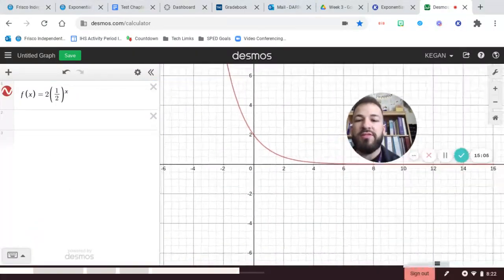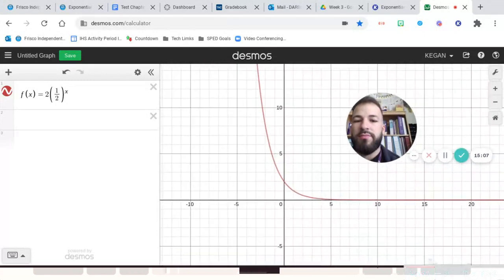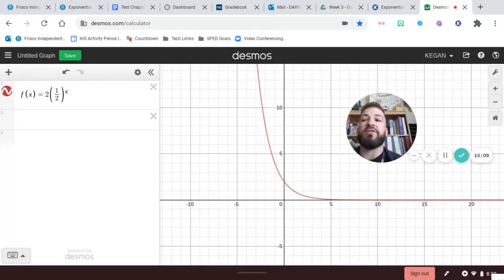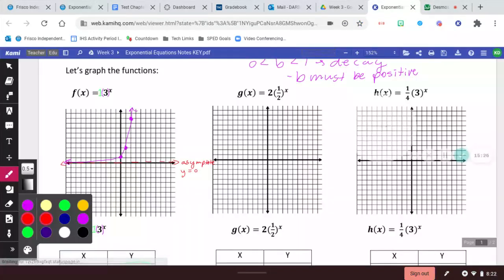Okay, so now, similar function, but now we flip the other way. So now, as we go from the left to the right, our function is going down. Well, some things you should notice, okay, our b value is now 1/2. 1/2 is in between 0 and 1, okay? Because 1/2 is in between 0 and 1, we're now going to have a decay function, okay? Now let's do the exact same pattern we did last time.